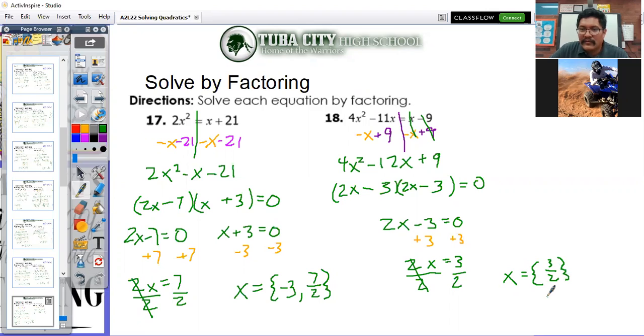Somebody already bolted for the door. Anyway.